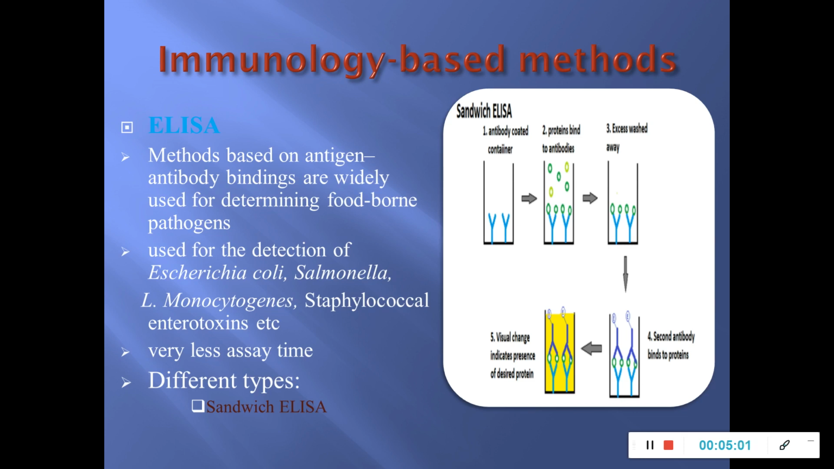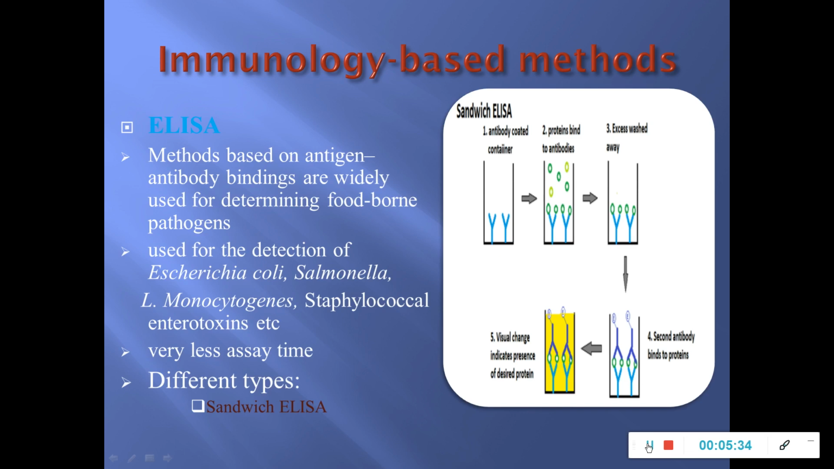Coming to the immunological based methods, one technique that we have is ELISA, or the enzyme linked immunosorbent assay. Here you are using the presence of antibodies. The antibody antigen reactions are used for the detection of the particular pathogen. This technique can be used for various pathogens like Escherichia coli, Salmonella, Listeria monocytogenes, Staphylococcus, etc.